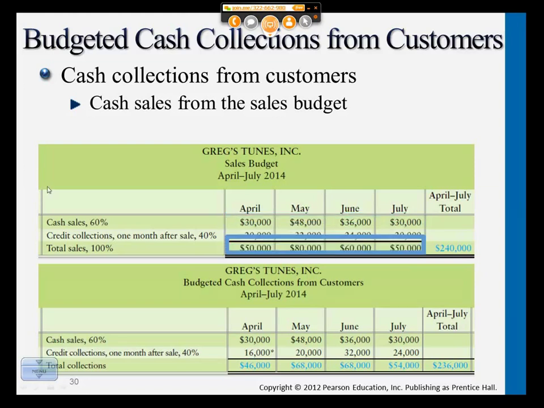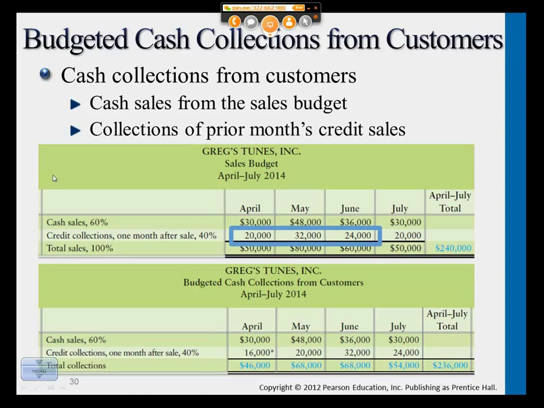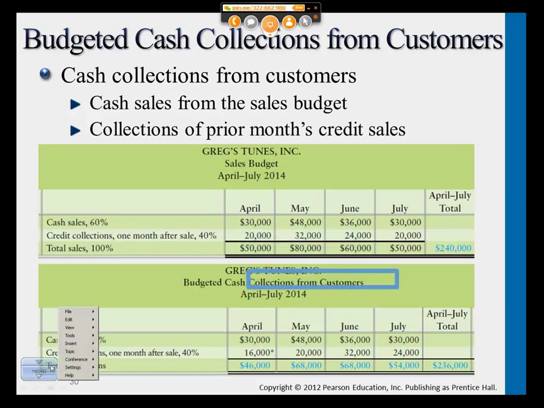All right, we'll just go like this. So let's look at the example of our Greg Tunes. Our cash sales are 60%, and then 40% are on credit. So with the 40%, we are collecting them the month after the sale occurred, right? We say credit collections 1 month after the sale.